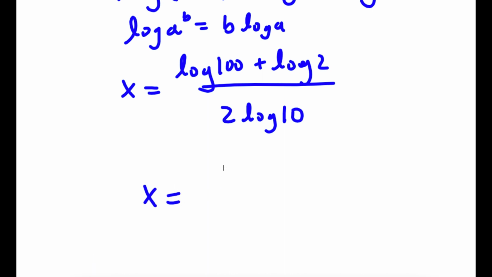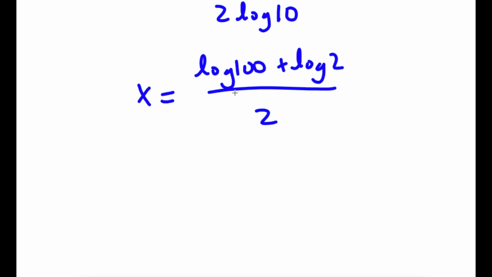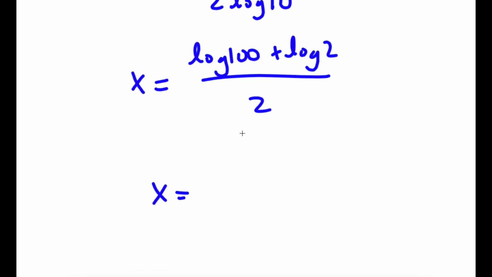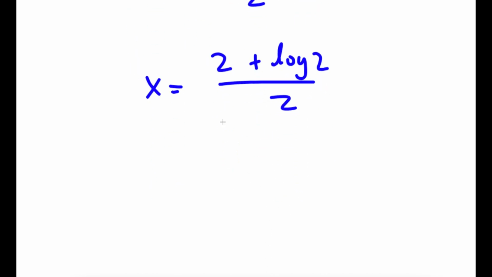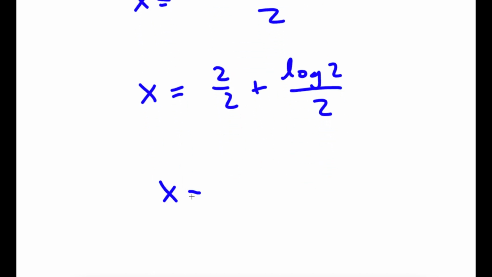So now I have x is equal to log 100 plus log 2 over 2. And again, we have log 100 again, and that's going to equal 2. So I have 2 plus log 2 over 2. And this is the same thing as 2 over 2 plus log 2 over 2. 2 over 2 is obviously 1, so I have 1 plus log 2 over 2.